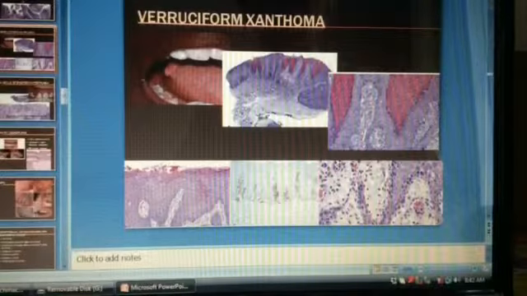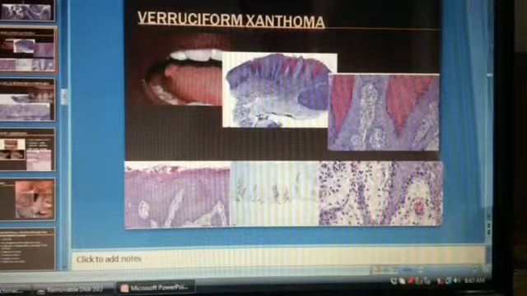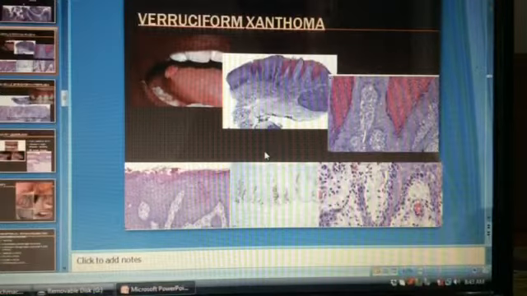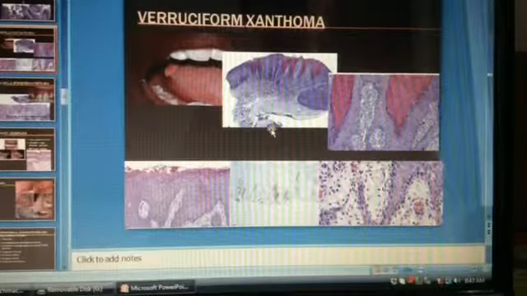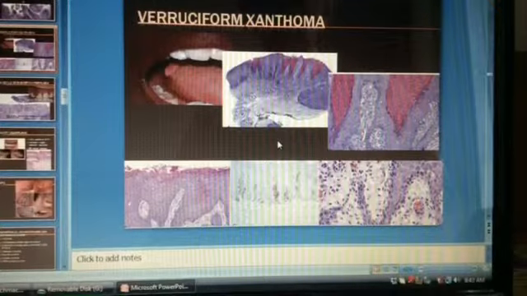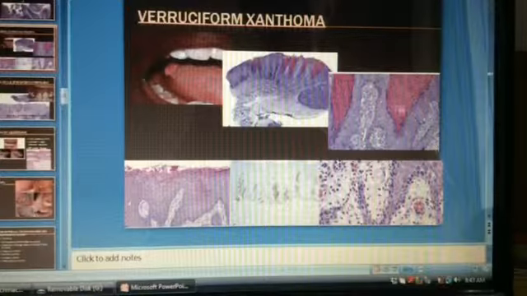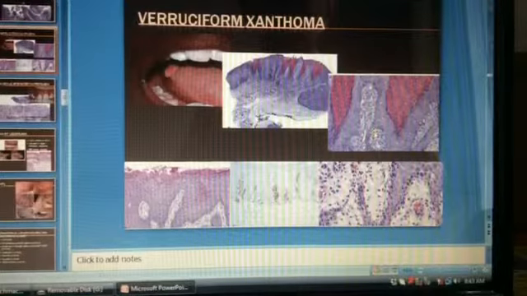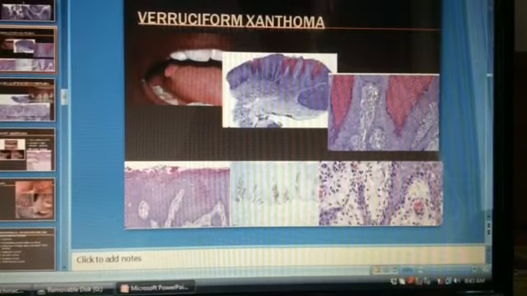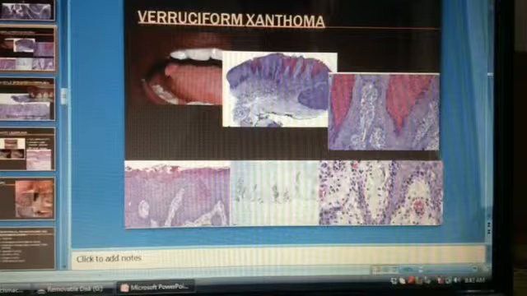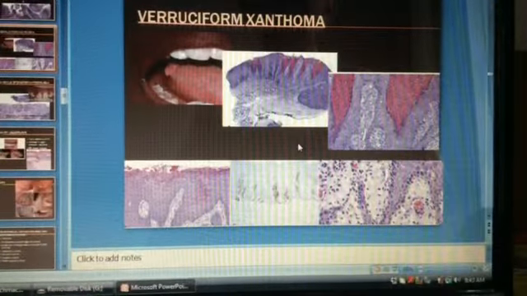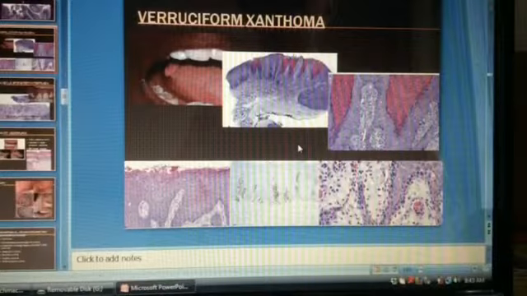And so if you see those cells, the xanthoma cells in the stroma, then you think verruciform xanthoma rather than verrucous hyperplasia or a dysplasia. You do have to watch to make sure that you're not missing a preneoplastic lesion with this, but if you see the xanthoma cells, that should be sufficient warning that this is just a verruca-like lesion.